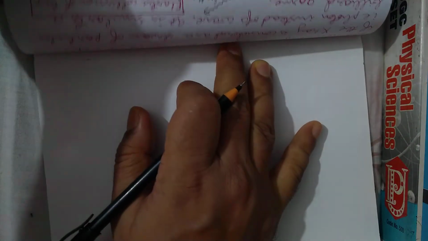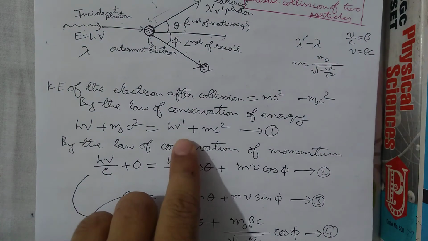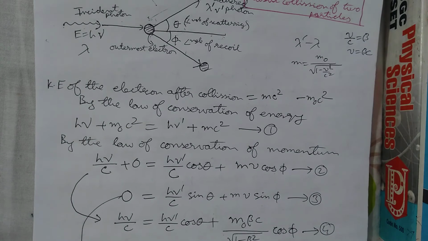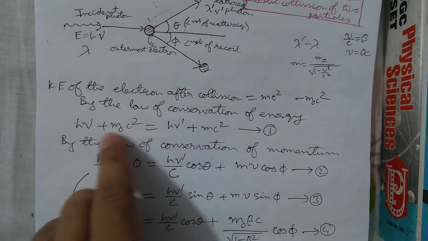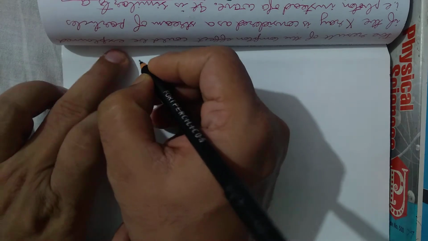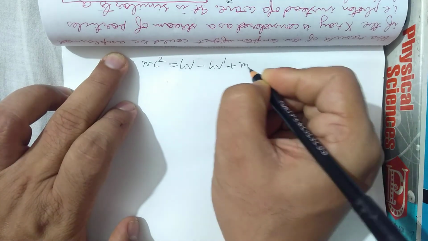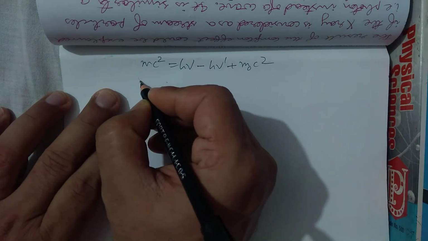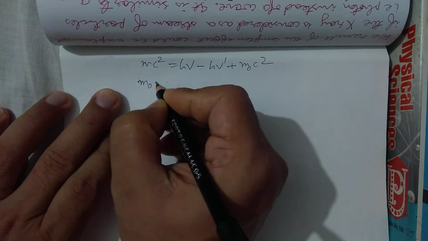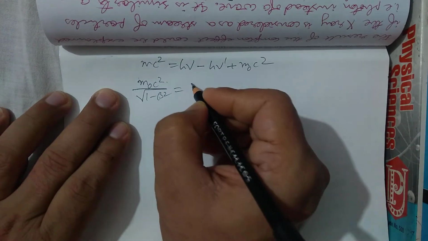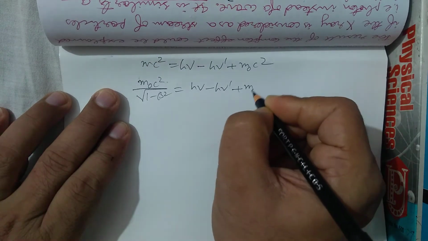Next, from equation number 1, what can you write? mc square is equal to h nu minus h nu prime plus m naught c square. So mc square will be equal to h nu minus h nu prime plus m naught c square. Expanding m, m naught c square by square root of 1 minus beta square is equal to h nu minus h nu prime plus m naught c square.